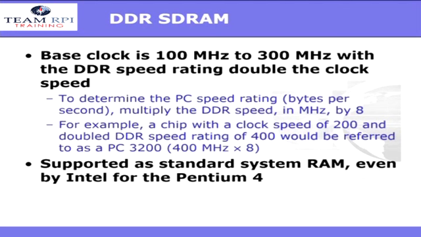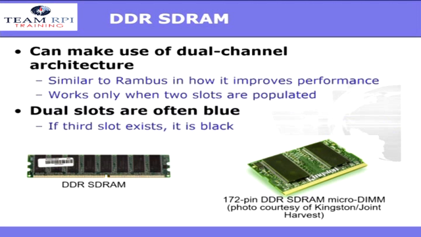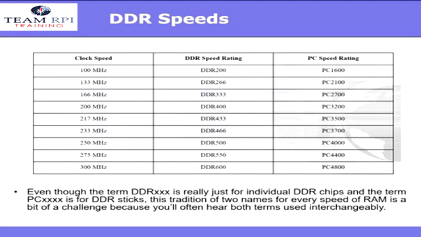DDR SDRAM base clock is 100 MHz to 300 MHz, supported as standard system RAM even by Intel for the Pentium 4. Another primary advantage to the DDR SDRAM is now you can make use of dual channel architectures. Dual slots are often blue. The A+ certification expects you to know and understand the different rates and speeds of the different types of RAMs. Here's a chart to help keep them straight.